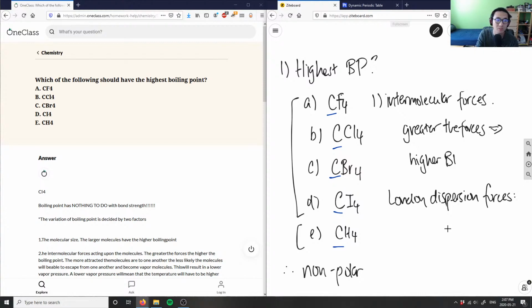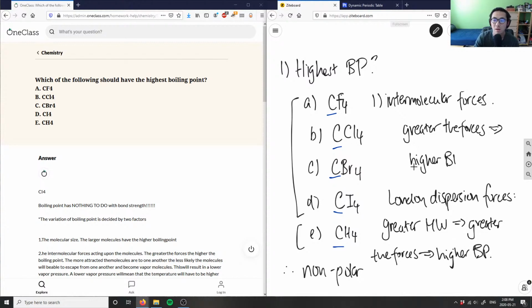And with all London dispersion forces, again, the greater the molecular weight, the MW, the greater the force is. Which means the greater the force is, obviously, the higher the BP, right? So we're basically now picking which of these guys have the greatest molecular weight. All of these guys have carbon, so we can cancel them first.